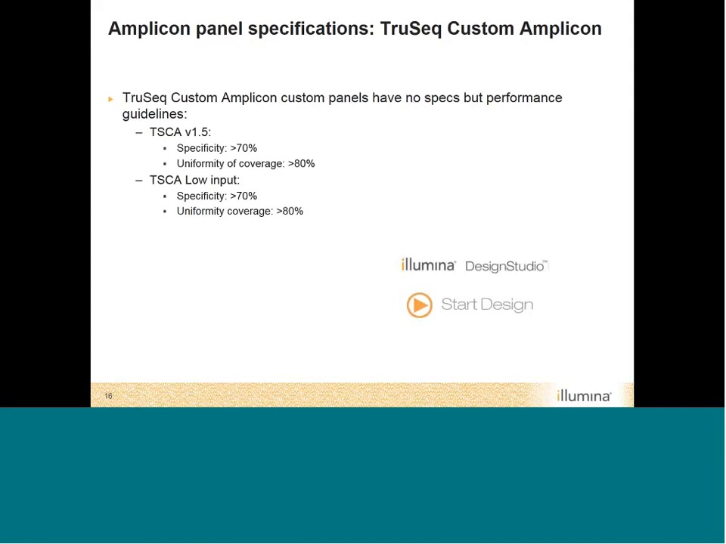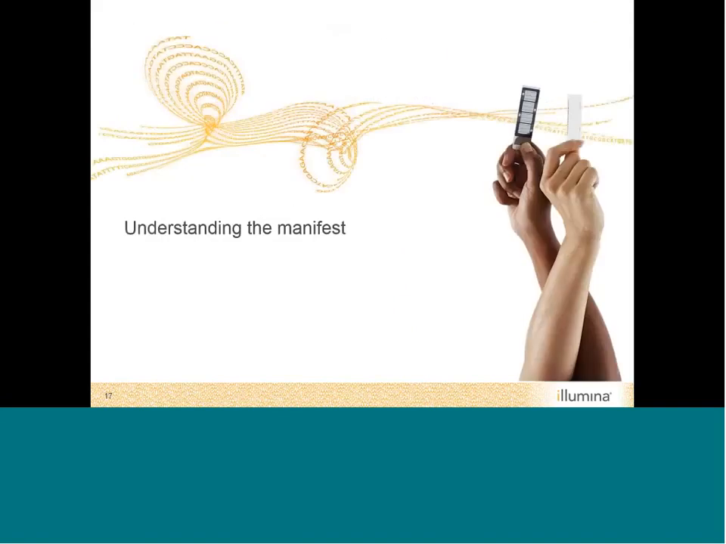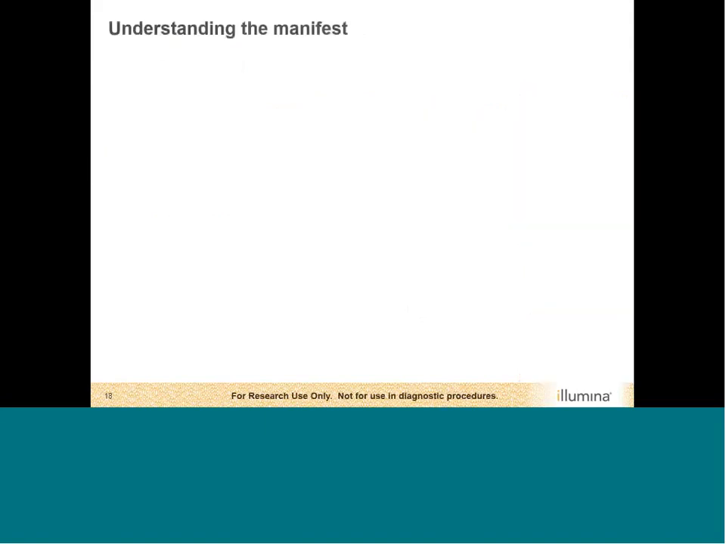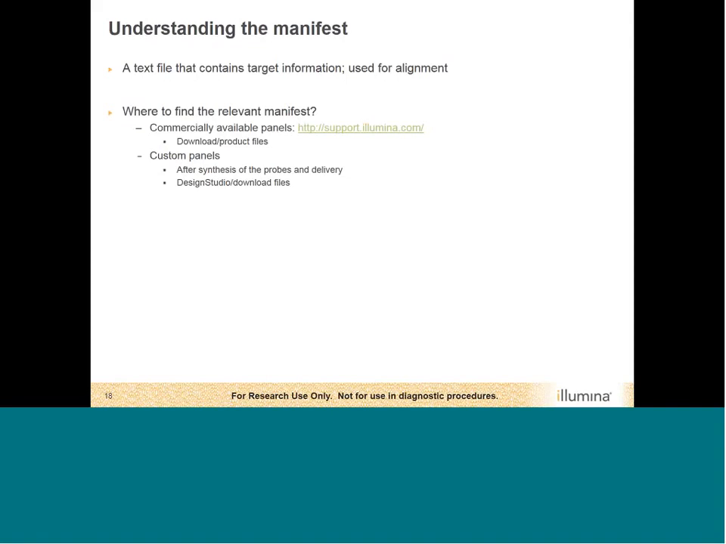All right, so now let's talk a little bit about the manifest. That is something that's used in the analysis for Amplicon workflows. It is a text file and it contains target information. It's also used for the alignment. We often get the question, where do you find your manifest? Well, for the commercially available panels, it is available on our support page under the download or product files section.